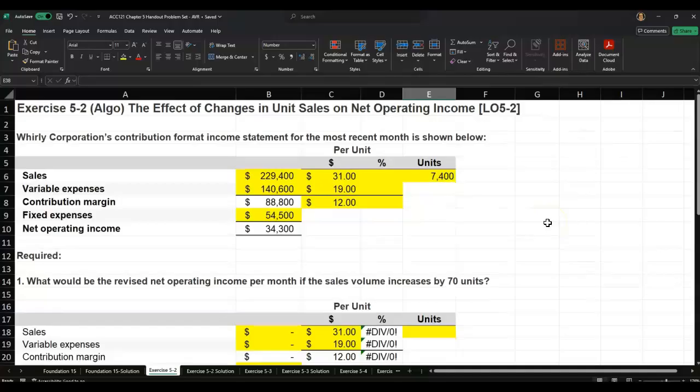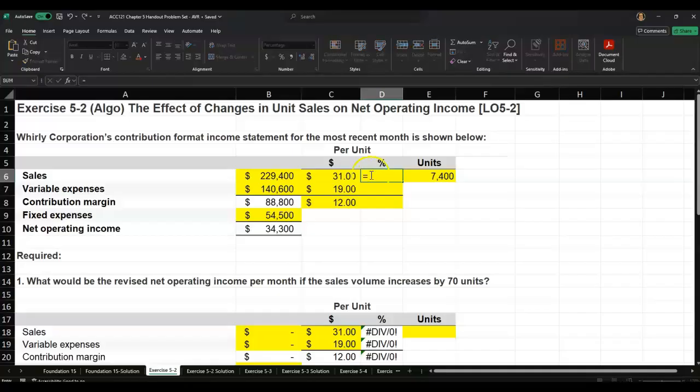All right. Okay. Let's take a look at exercise 5-2. We've got Worley Corporation's contribution format income statement for the most recent month shown below. They gave us all the stuff that's filled in. The only thing that they didn't give us was the percent. Now all we've got to do here is, if we want the percentage, remember that sales percent is always 100%. The percent for the variable expenses is just that divided by sales, right? And then our contribution margin percent is just the difference between the two.